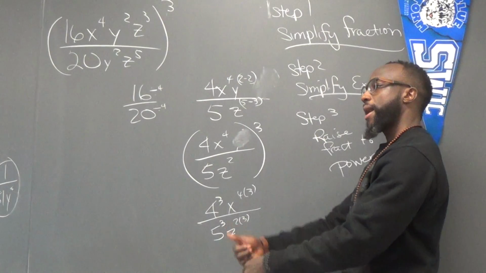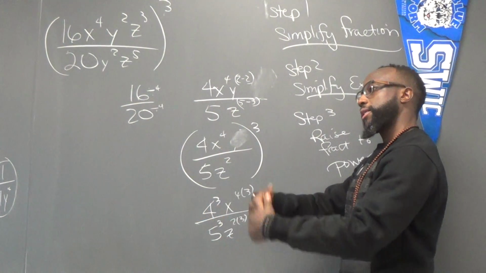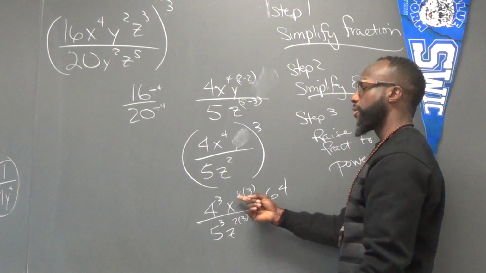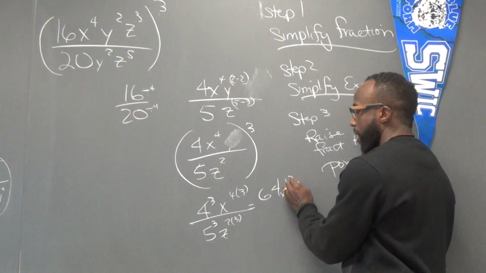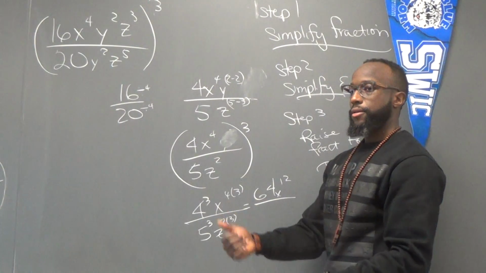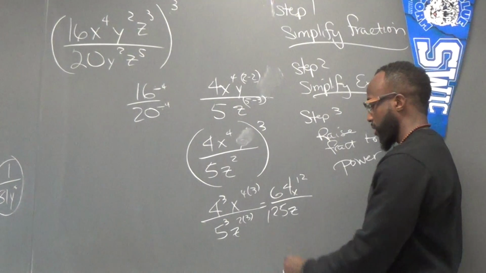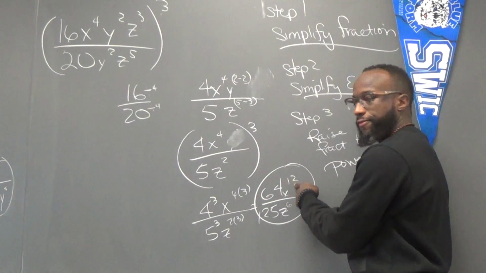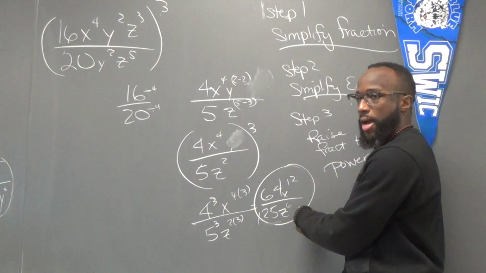4 to the 3rd power is 4 times 4, which is 16, times 4, which is 64. Then we've got 4 times 3, 12, so x to the 12th power. And then 5 to the 3rd power is 125. Z to the 6th. So you've got 64 x to the 12th over 125 z to the 6th power.